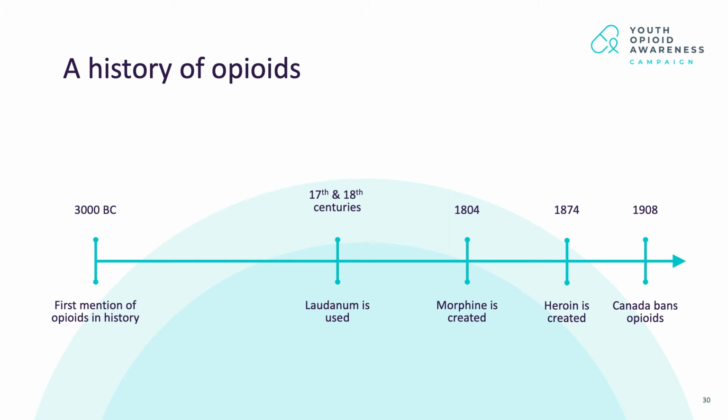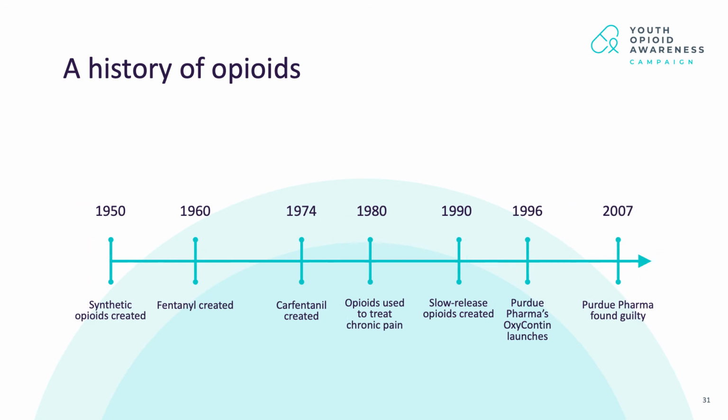Several years later, in 1874, heroin was derived from morphine. After its discovery, its main use became to treat pain. In 1908, Canada became one of the first countries to ban opium for recreational and non-medicinal use. The Opium Act of 1908 made it an offense to import, manufacture, possess, or sell opium for any non-medical reasons. In the 1950s, synthetic opioids such as oxycodone were created. Fentanyl was then created in 1960, and shortly after, in 1974, the potent carfentanil was created.